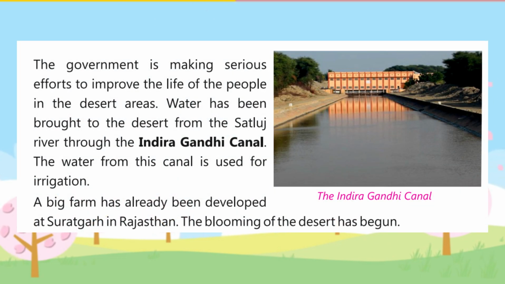The government is making serious efforts to improve the life of the people in the desert areas. Water has been brought to the desert from the Satluj River through the Indira Gandhi Canal. The water from this canal is used for irrigation. A big farm has already been developed at Suratgarh in Rajasthan. The blooming of the desert has begun.